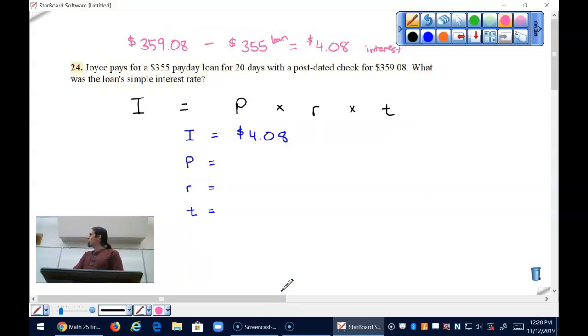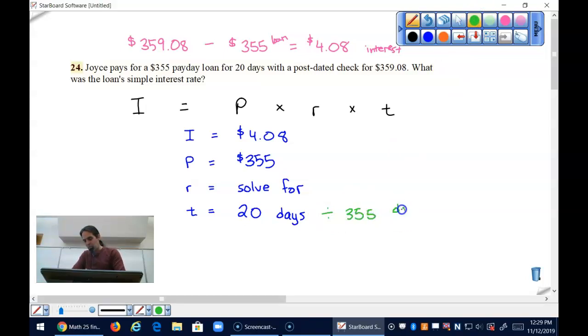So the interest is that. The principal we knew. The rate, that's what I'm solving for. And the time is 20 days. Okay, what's my next step? Yeah, again, somebody was rude, didn't give me years. I have to make it.